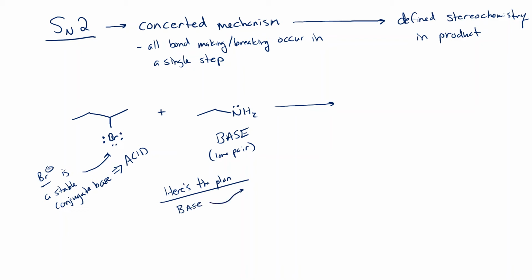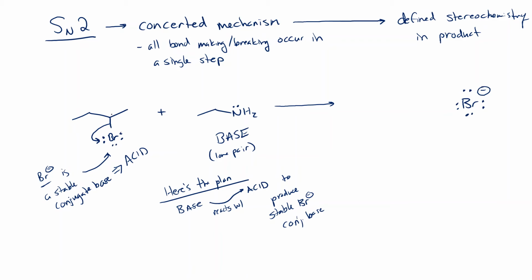Base reacts with acid to produce the stable Br minus conjugate base. So how are we going to do that? Well, step one, we have to break this bromine away from the 2-bromobutane that's there. So one of the things we have to do is break this carbon-bromine bond, put the electrons onto the bromine in order to generate the Br minus that is our desired stable product here.